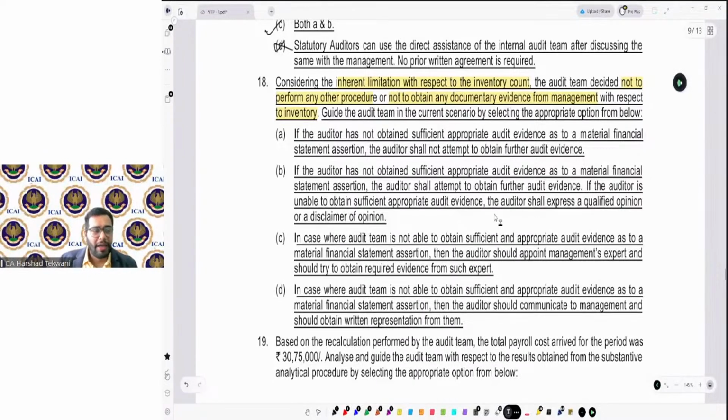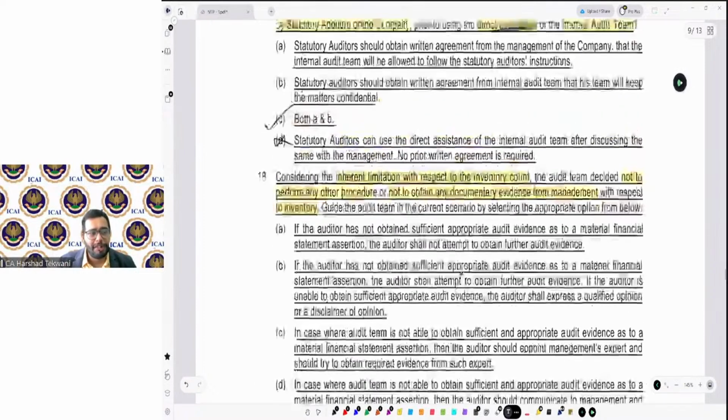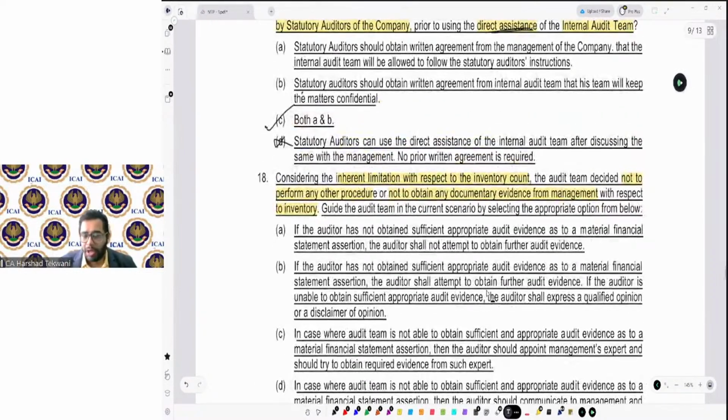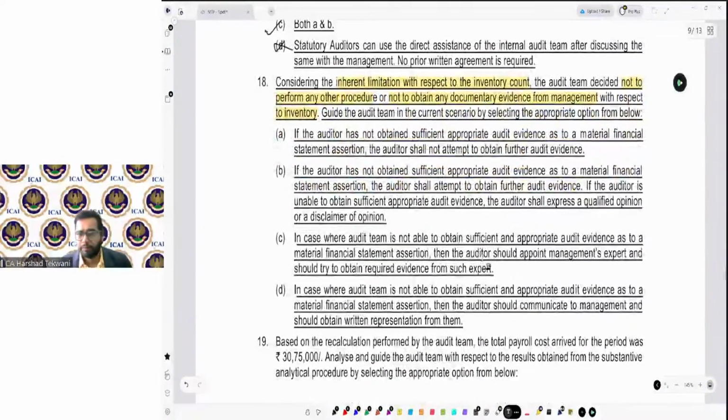So, if you see the options, it is talking about if the auditor is not able to obtain sufficient and appropriate audit evidence due to inherent limitation, then what should the auditor do? You need to select one option and then explain to me why you selected that particular option. So select any one option from these. Which one would you select in answer?